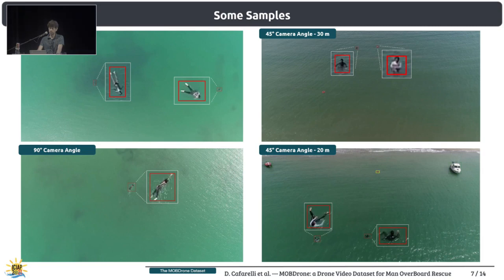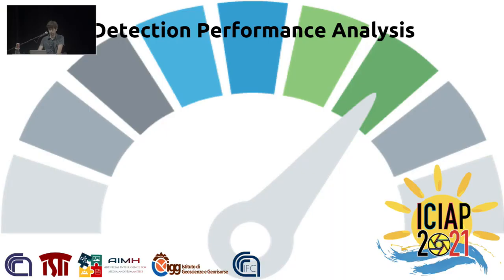These are some samples of our dataset with different camera angles and different altitudes. And I zoomed in on the bounding boxes regarding the person category for a better visualization.